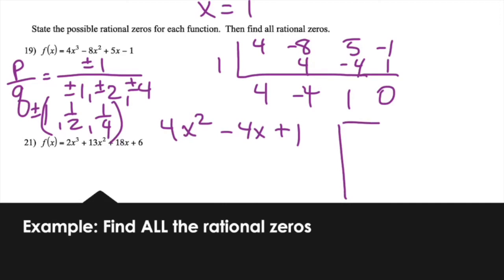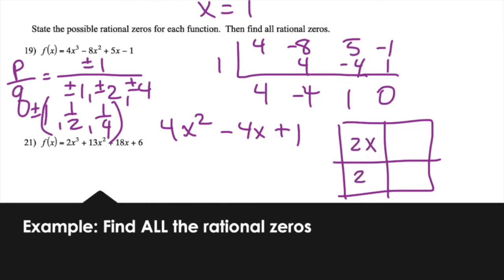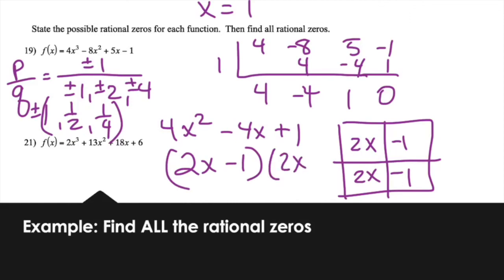So I'm going to do the box method here. 4x squared, that could be 2x and 2x, and 1 and 1. Does that give me -4? Well, I'm going to have negatives here. And so when I do that, I'll get negative 2x, and another negative 2x gives us, yes, that middle term, negative 4. So I have 2x minus 1 and 2x minus 1, and those are going to equal 0, so I set them equal to 0 and solve.